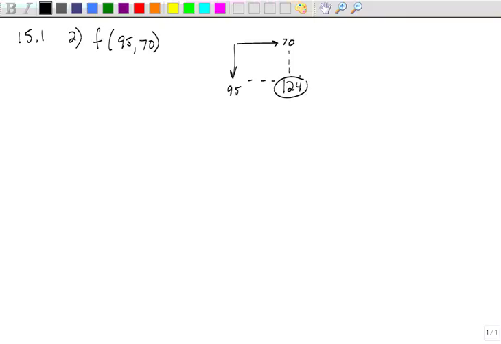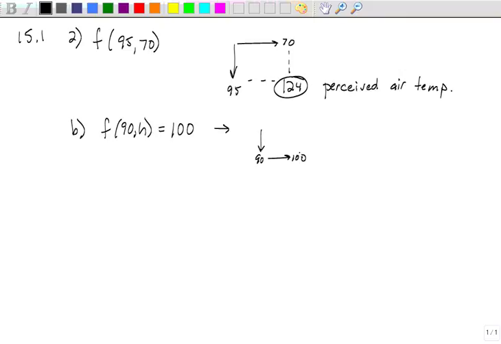Now this number represents the perceived air temperature with that humidity and that actual temperature. So for B, we want to find H. So we go backwards. We go down to 90, we go across to 100, and then we go up and see what H is, and that is 60. So the humidity would be 60%.